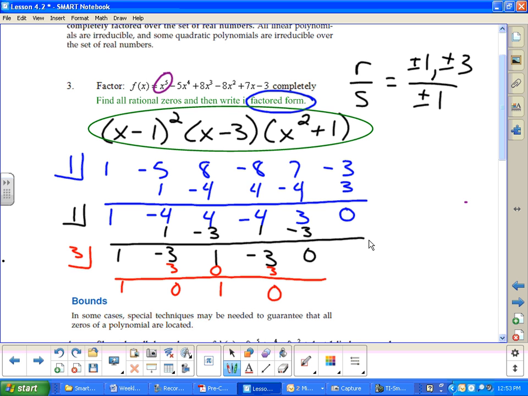So it has 2 zeros at 1, a 0 at 3, and then I can reduce it down to this quadratic to where I can find the last factor, which is not factorable in real numbers anyways.